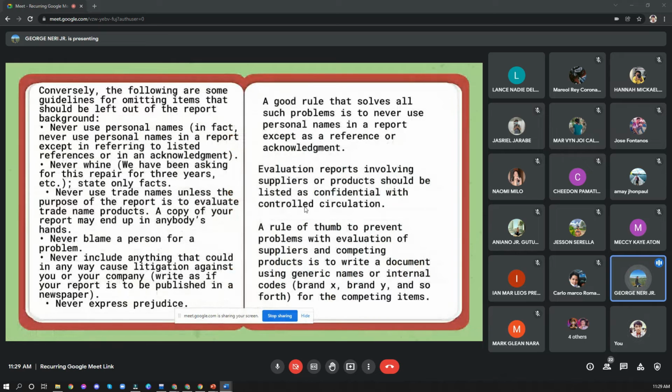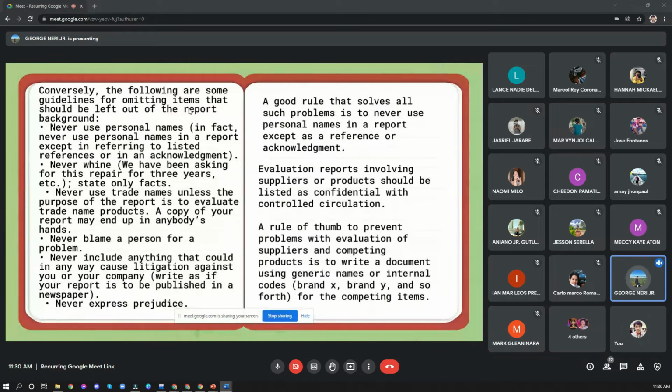Then next is, conversely, the following are some guidelines for omitting items that should be left out of the report's background. So, never use personal names. In fact, never use personal names in a report except in referring to a listed reference or in an acknowledgement. Why? Because of statements like, we have been asking for this repair for 3 years, etc. State only facts. The next is never use trade names unless the purpose of the report is to evaluate trade name products. Copies of your reports may end up in anybody's hands.